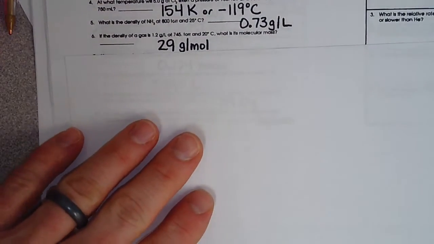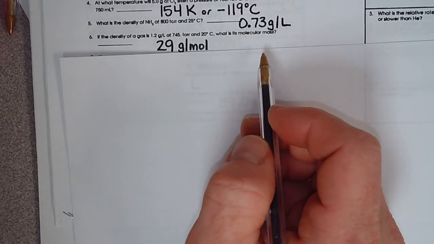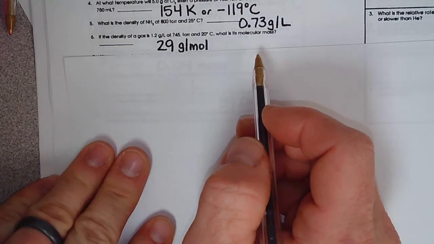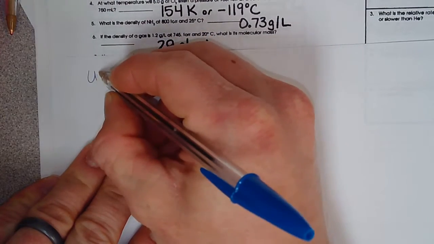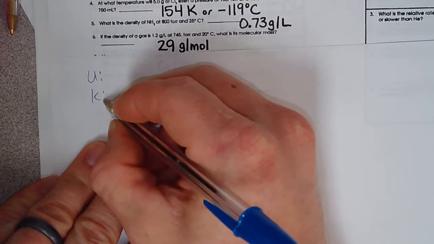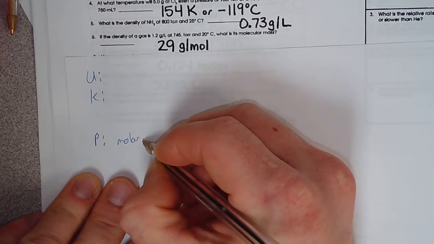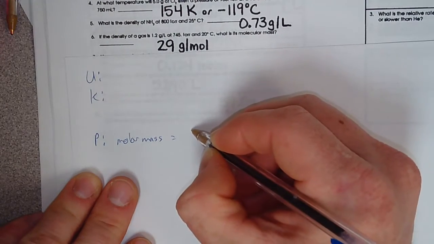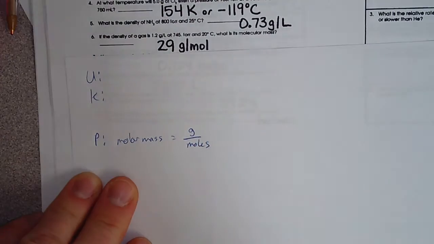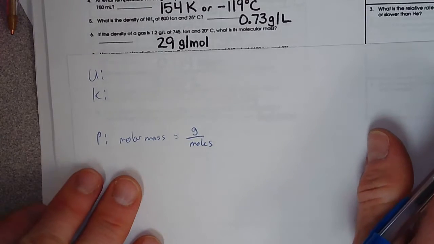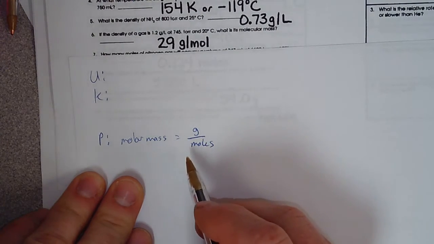Number 6 on the same worksheet tells you the density of the gas, and then it asks you what is the molecular mass of the gas. So it might help for us to think through this just a little bit. So molecular mass is grams divided by moles. So if we can get the grams and the moles, then we can get the molar mass.